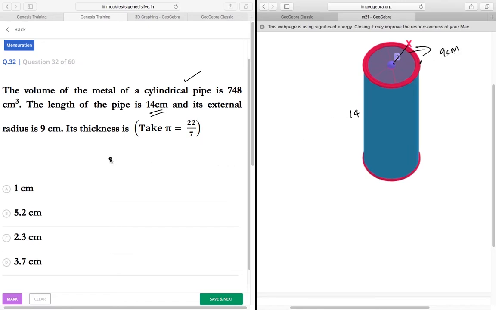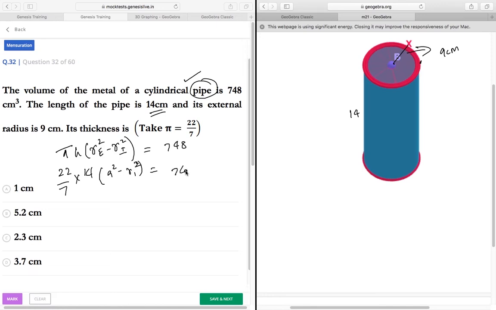Well, for any of the problems with the hollow cylinder kind of problems, when they say it is a cylindrical pipe, it is self-understood it's a hollow pipe, right? So now we know the formula for the volume of a pipe, that is pi into h multiplied by Re square minus Ri square. Well, I think we have already solved 2 questions based on this particular formula. So this is equal to 748. 22 by 7 into the height is 14 into 9 square minus Ri square is equal to 748.